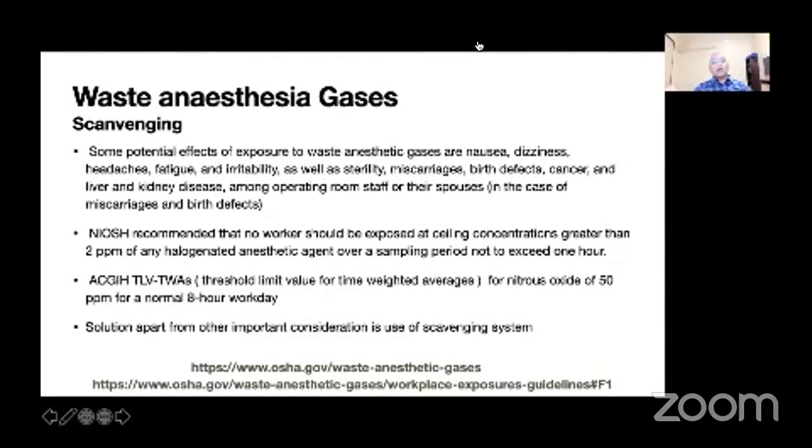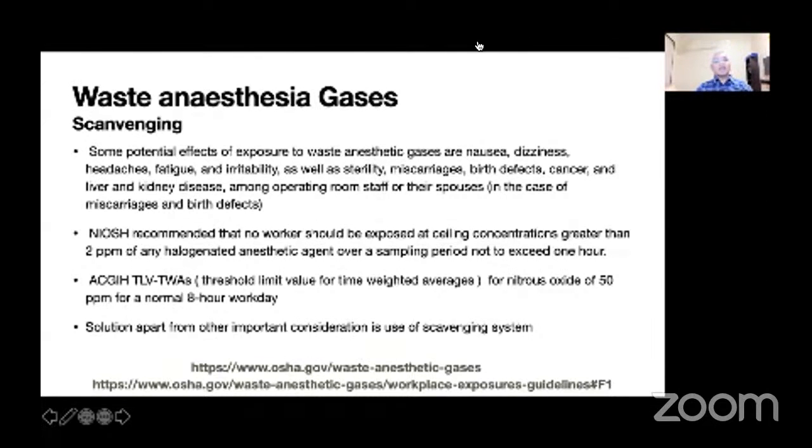Now, I'll also share a slide or two about the scavenging system. The scavenging system's impact on over-ventilation, or how you can manage scavenging, the disposal of waste anesthesia gases, in various types of OR systems. So we know what the problems of waste anesthesia gas are. It can cause nausea, dizziness, headache, fatigue, irritability, sterility, miscarriage, birth defects, cancer, and liver and kidney disease among operation room staff, and some problems even among the spouse.